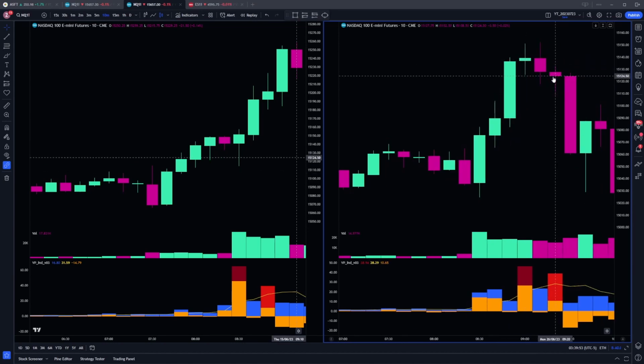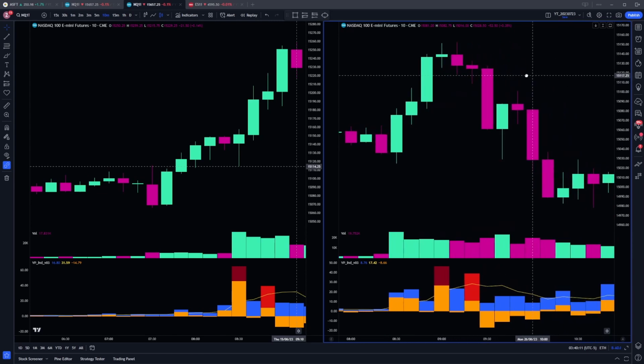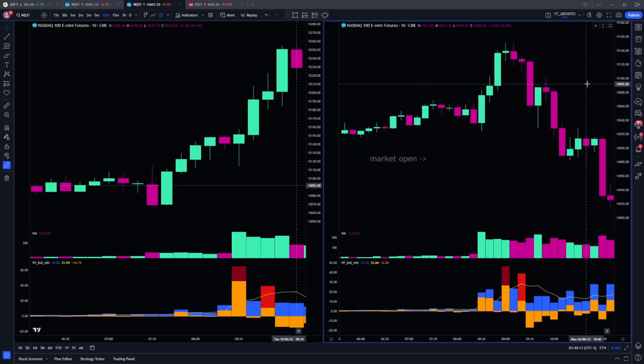We get another resistance candle right here, but this is followed up by this really big red candle. So when you see this, you know that this trend was not really an upwards trend. And we have a lot of resistance here followed by this bearish continuation. So this is very bearish overall. And as you can see, the market will continue to decline on this day.